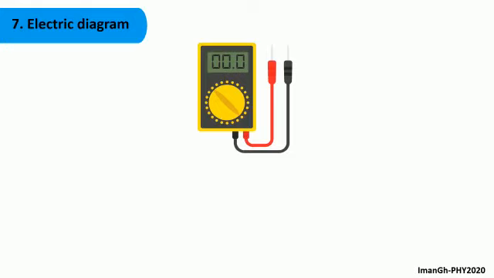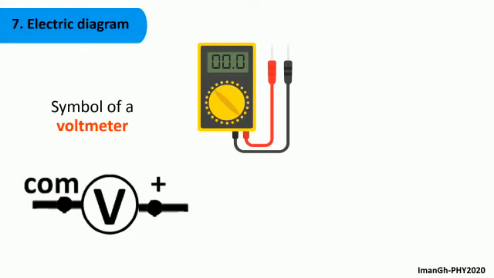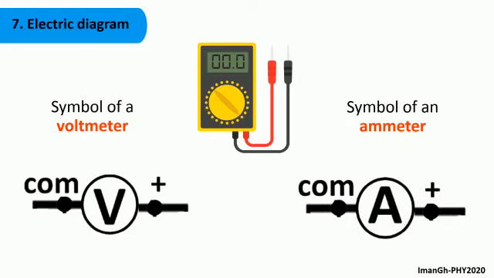Scientists gave each tool a different symbol. The symbol of a voltmeter is V, and the symbol of an ammeter is A. Don't forget to show the COM and plus terminals.